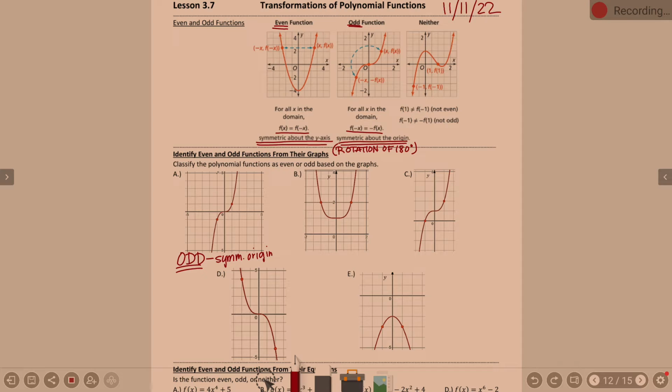Why even? Because it's centered through the y-axis. If I take my paper and I fold it at that y-axis, both sides are going to land on top of each other, right? It's identical on both sides. So this is an example that is even. And why is it even? Because it's symmetric about the y-axis.